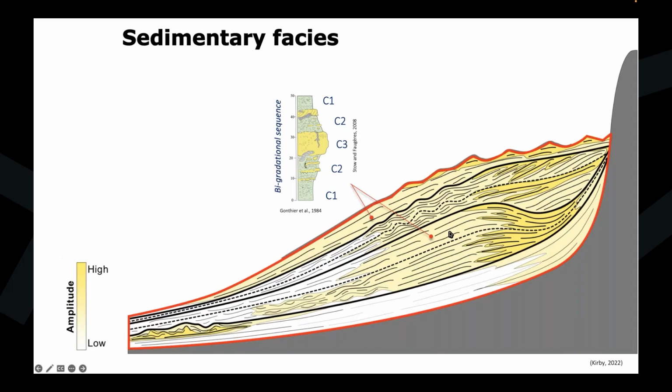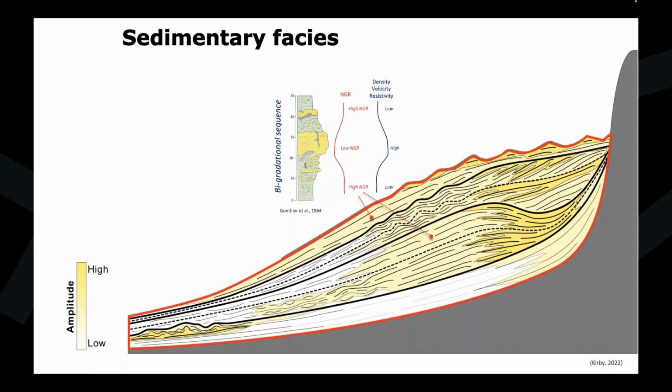So this is the typical sequence of facies for contourites, where fine-grained sediment evolves to sandier in the central part, and then from sandier to muddier again in the upper part. That is why it is a bigradational trend.